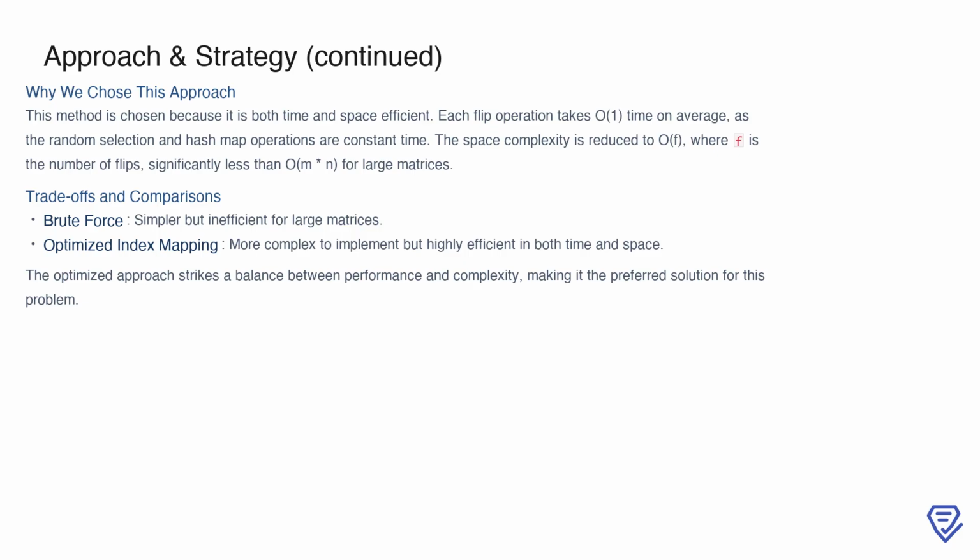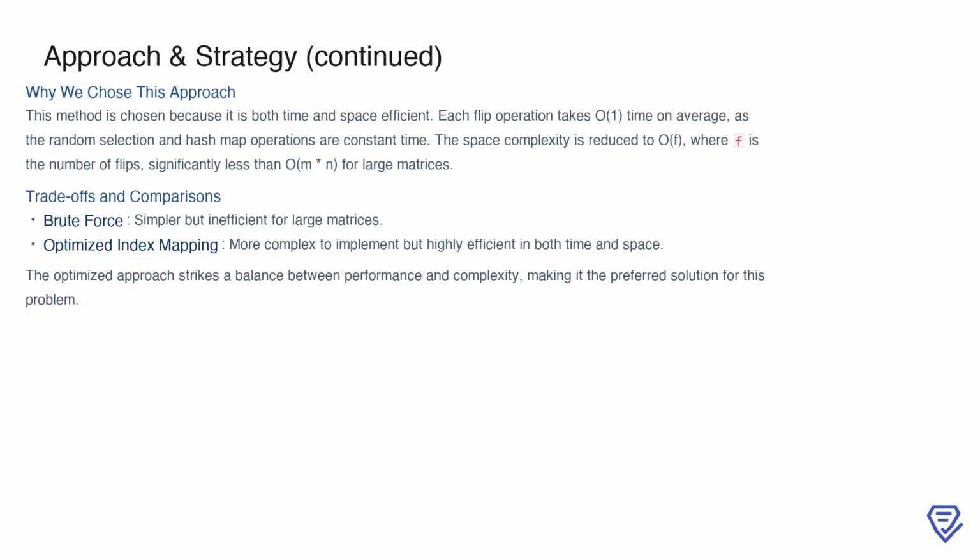Each flip operation averages O(1) time since random selection and hash map operations are constant time. In terms of space, we only use O(f), where f is the number of flips, which is far less than the O(m times n) required for large matrices in the brute force approach.